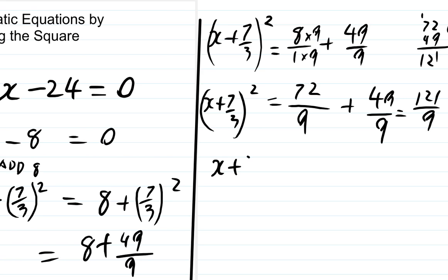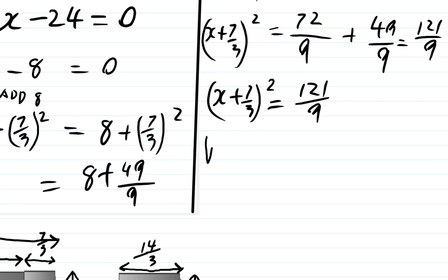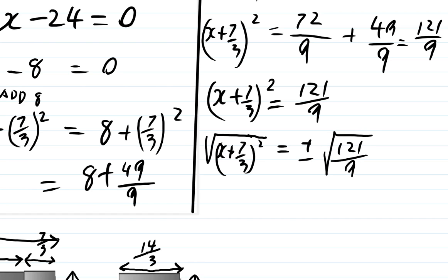So, what you have is x plus 7 thirds squared equals 121 divided by 9. Now, you must square root both sides. So, what you're going to get, the square root of x plus 7 thirds squared equals, positive or negative, the square root of 121 over 9. Remember, you have to have the positive and negative square root. If you don't know why you have to put a positive and negative there, you could make a comment about it and I'll make a video explaining why and put a link to the video. Alright, so here now.